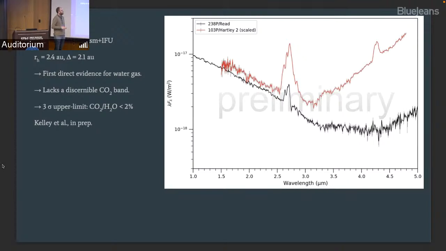There's a non-detection of CO2 at that spot, and the upper limit on the CO2 to water ratio is 2%. And it's a 3 sigma upper limit, and I think that's a little bit generous, and we'll do better for our final publication.